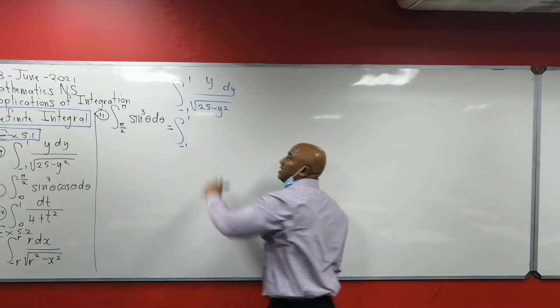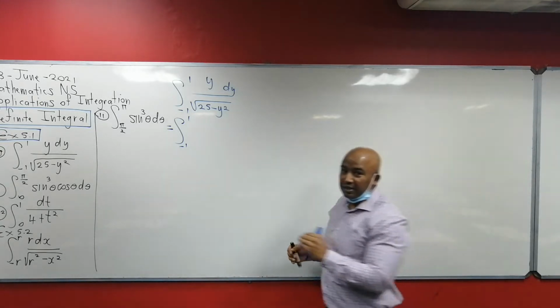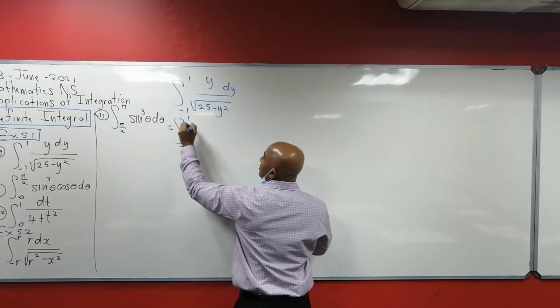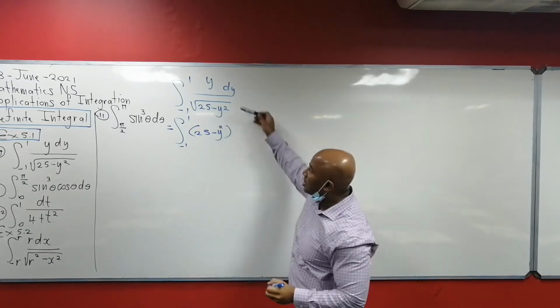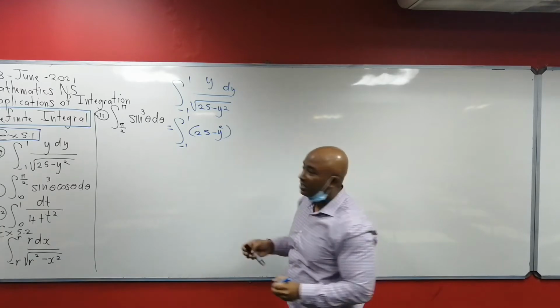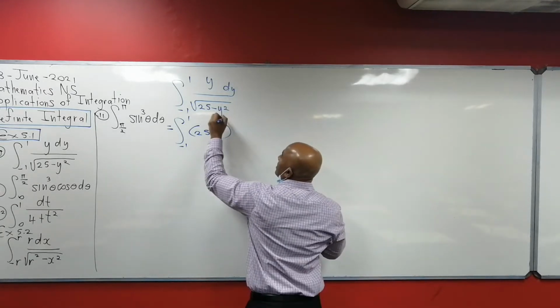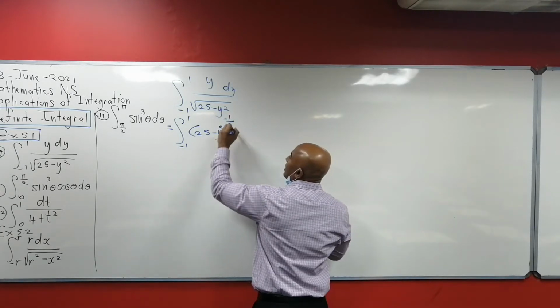So if I take this denominator to the top, the sign of the exponent will change, so that will become 25 minus y squared. Originally, it's a positive half in the denominator, and when you take it to the top, it will be minus half.